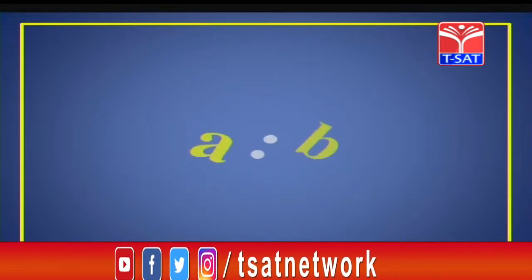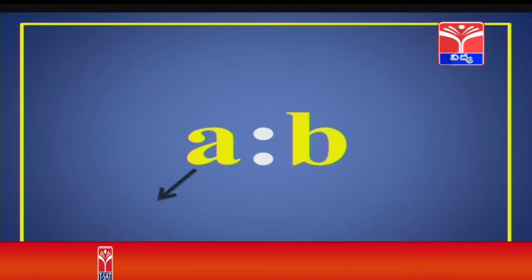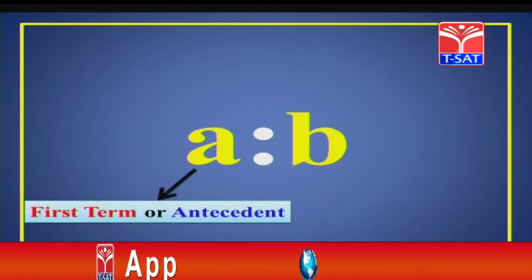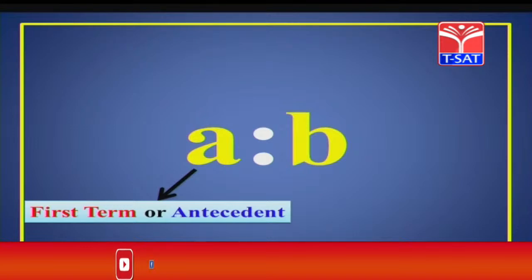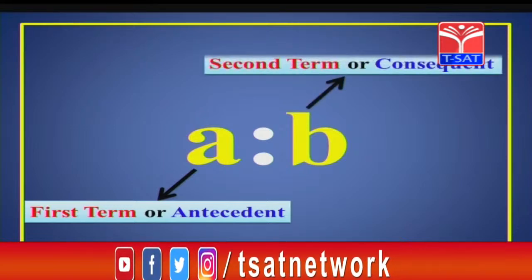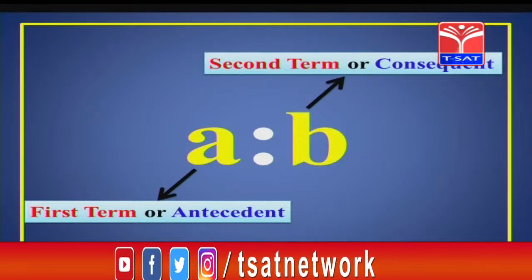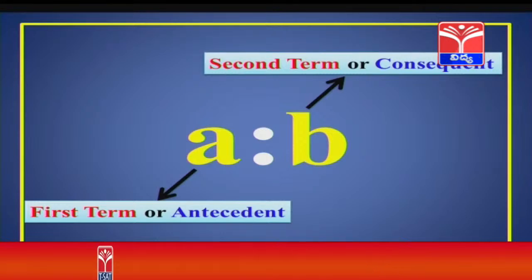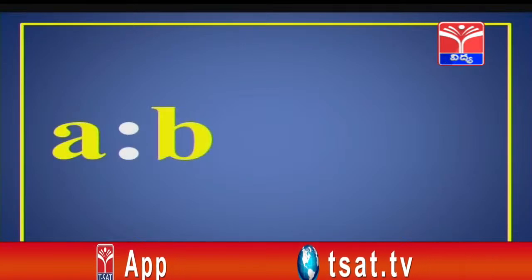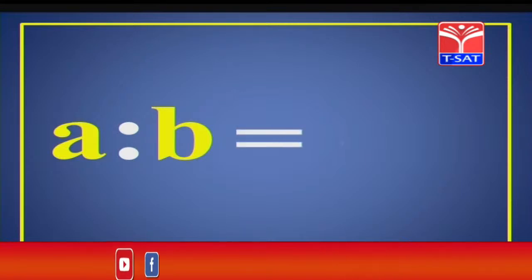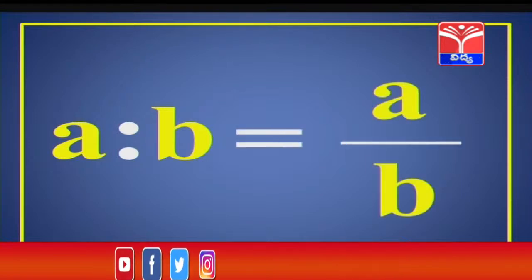But children, do you know what is this A called as? Yes, it is the first term or antecedent. You have already learned this children. I hope you remember all these things. Now, what about B? Yes, you are right once again. It is second term or consequent. Now, children, this A is to B, how do you write in fractional form? That is right, it is A by B.